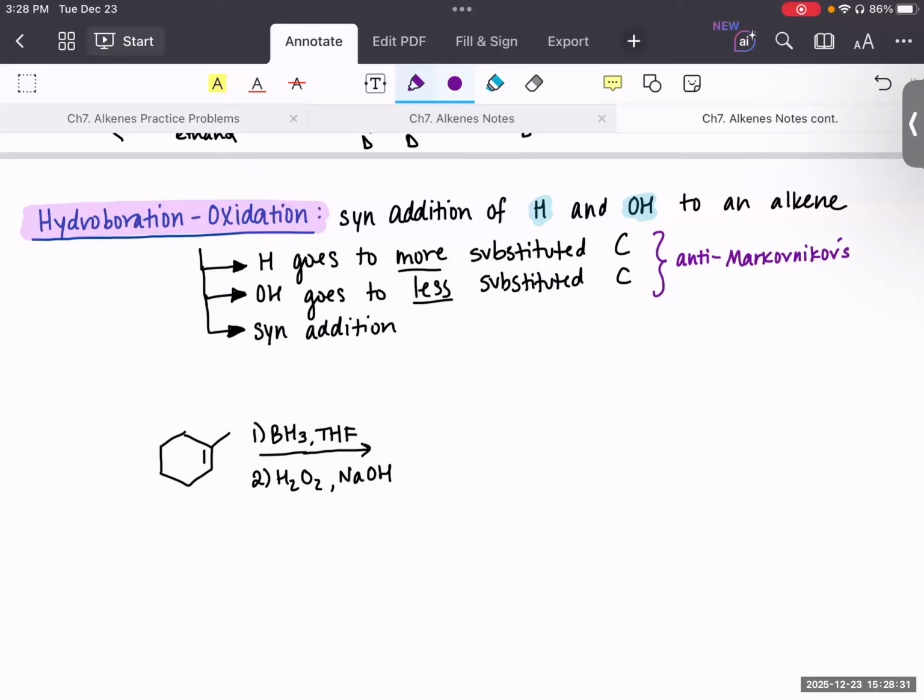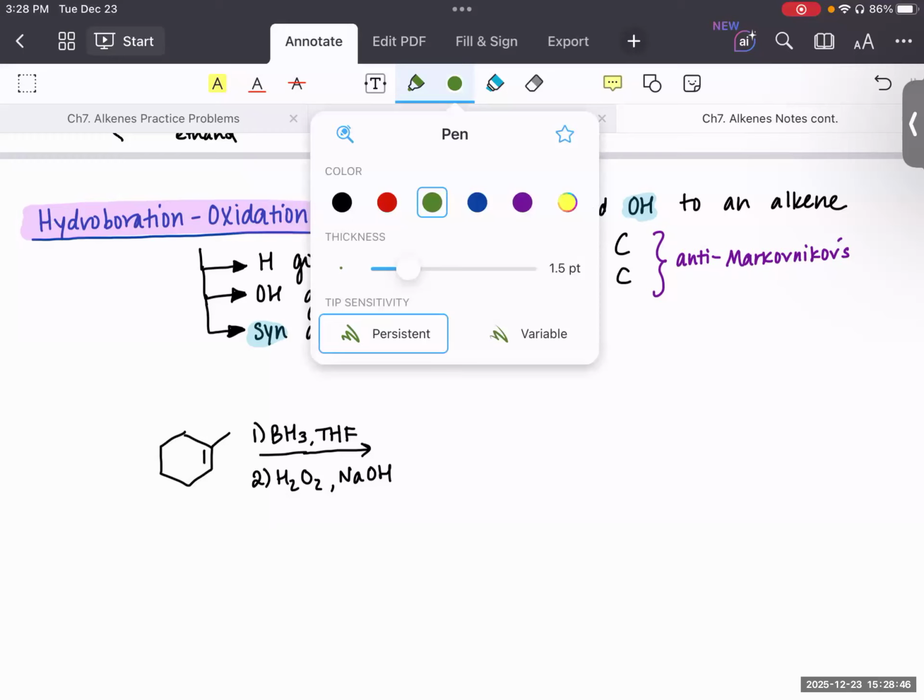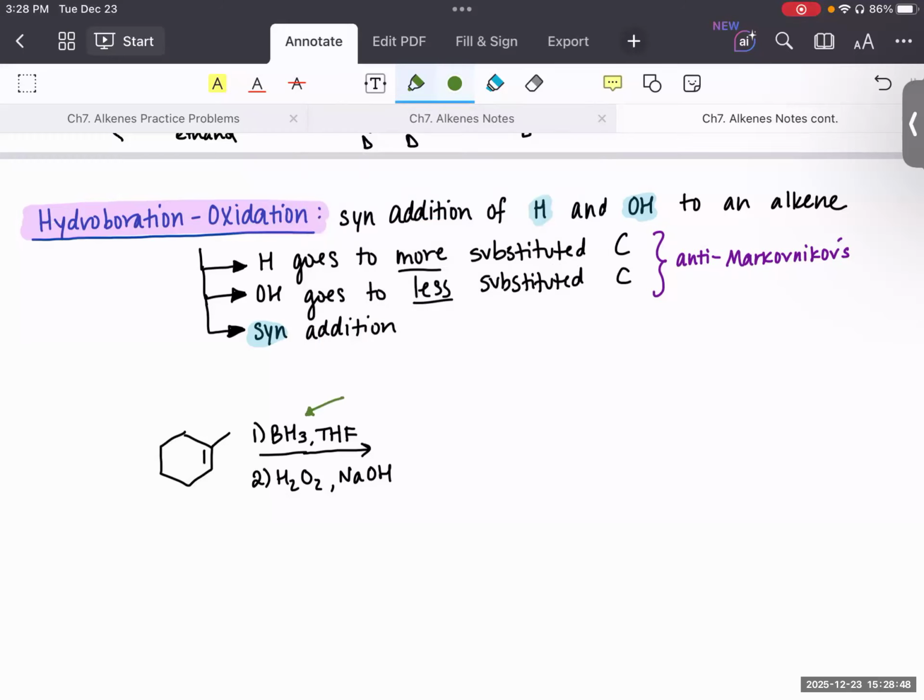And then another key part of this reaction is that we're going to have a syn addition to the reaction. And so this reaction has two different steps. In the first step, we have hydroboration of the alkene. And in the second step, we have the actual oxidation using peroxide and base.